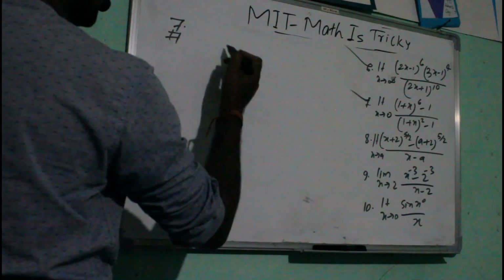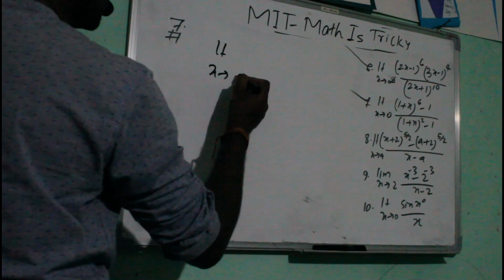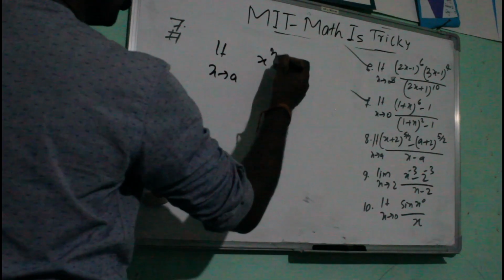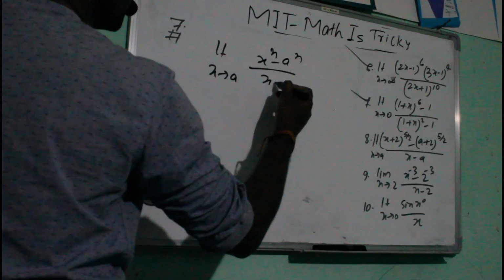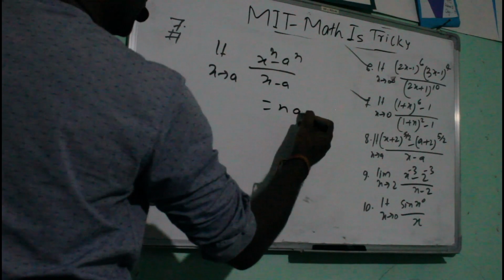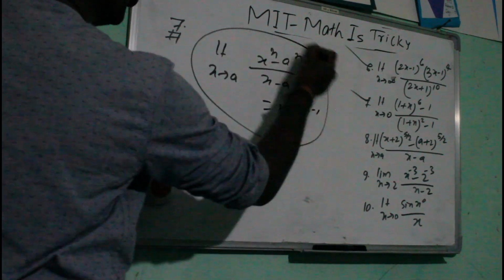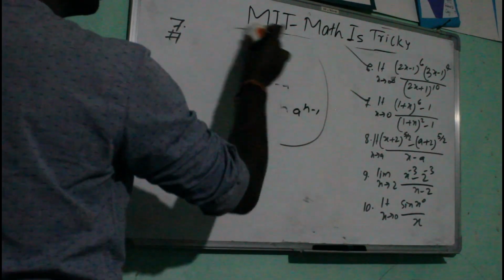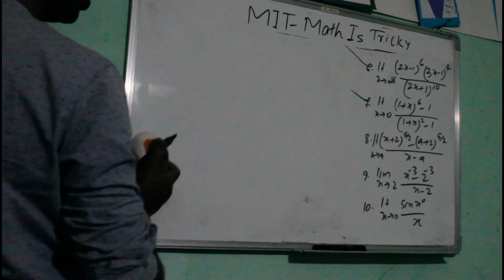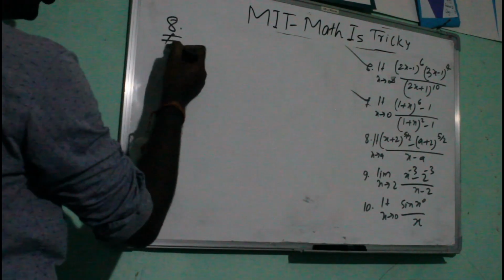This is the formula that I used in this case: limit x tends to a, (x power n minus a power n) by (x minus a) equals n a power n minus 1. This is the formula I used. Hope you understood this. Let me take you to the next question, number 8.